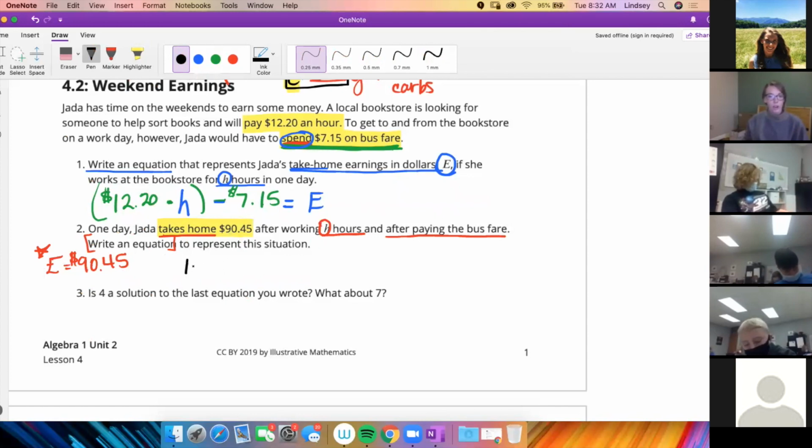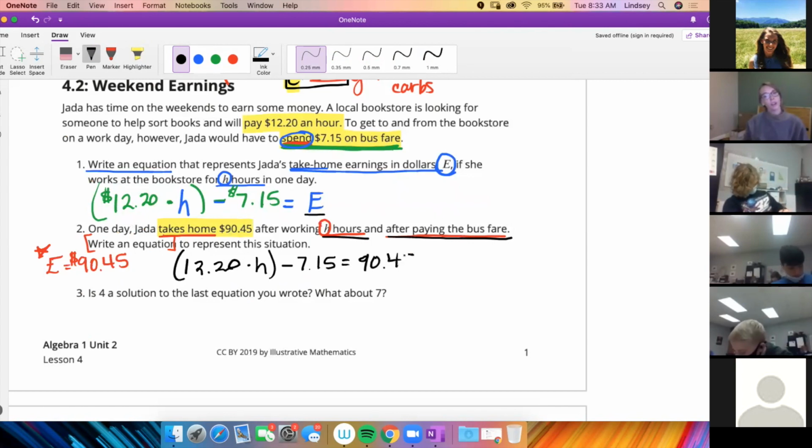Okay, so we're going to write $12.20. Do we know how many hours she worked? No. What are we going to do? Do we just leave it as H? Yeah, so times H. Did she still pay the bus fare? Yep, so what are we going to do with it? Subtract it. All right. And then what are we going to do for E? Put $90.45.